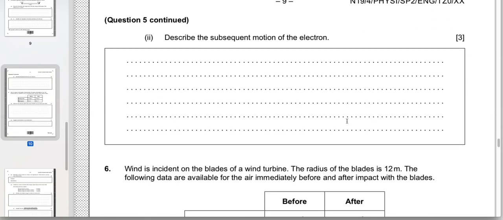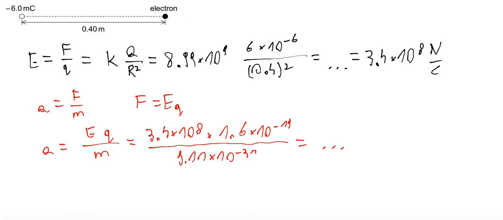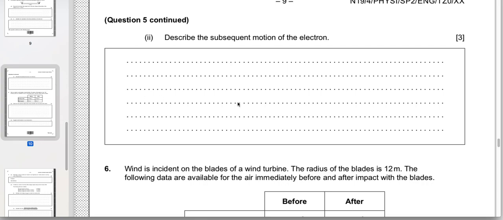Describe the subsequent motion of the electron. So let's look. The electron accelerates, but when it accelerates, it's farther and farther from the charge of minus 6 millicoulombs. If it's farther, then what happens? The strength of the electric field changes, so the force changes. If the force is less and less, then the acceleration is less and less. So the electron still accelerates, still increases its speed, but with a smaller rate of acceleration. So the changes of speed are smaller and smaller, but it still accelerates.